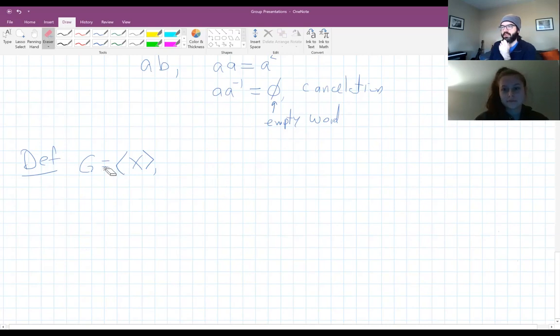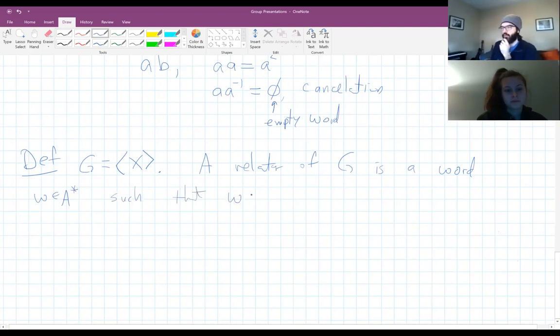So generating set G is going to be this. And then what I want to define now is a relator. So a relator of G is a word W in A star such that W is equal in G to 1.